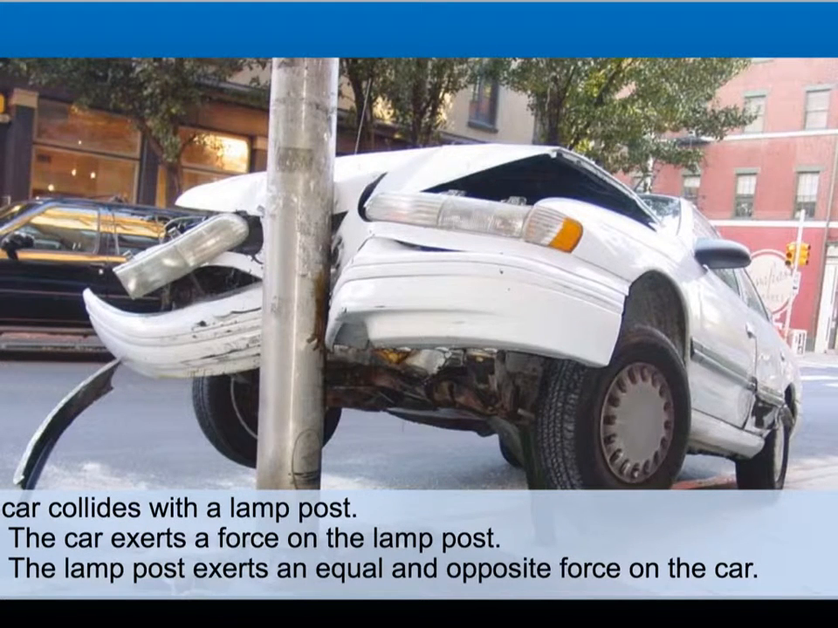When two objects collide, they exert equal and opposite forces on each other. This is another example of Newton's third law. When this car collided with the post, the car exerted a force on the post, and the post exerted a force on the car that was equal and opposite to the force the car exerted on the post.